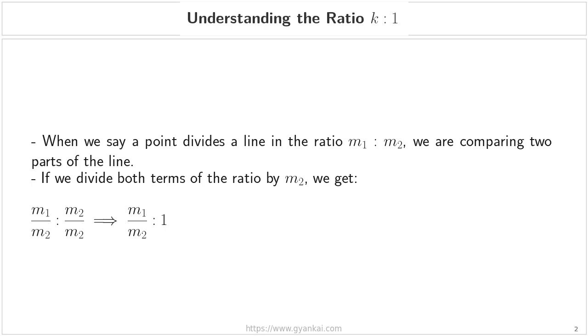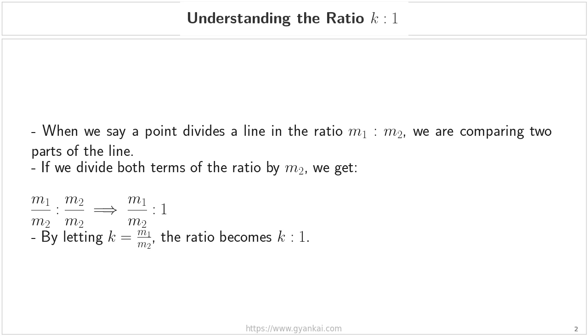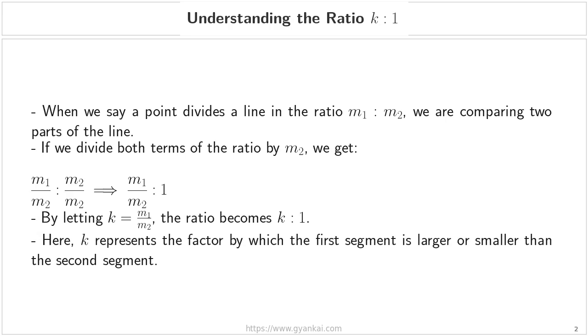The second term, m sub 2 divided by m sub 2, simply becomes 1. This leaves us with the fraction m sub 1 divided by m sub 2, followed by a colon and then 1. To simplify this even further, we can define a new variable, let's call it k, and set it equal to the fraction m sub 1 divided by m sub 2. By doing this, our ratio transforms from the more complex m sub 1 to m sub 2 into the much cleaner k to 1.